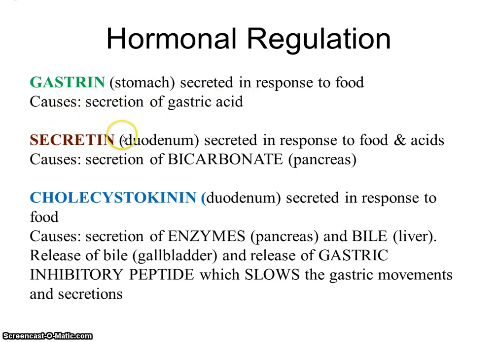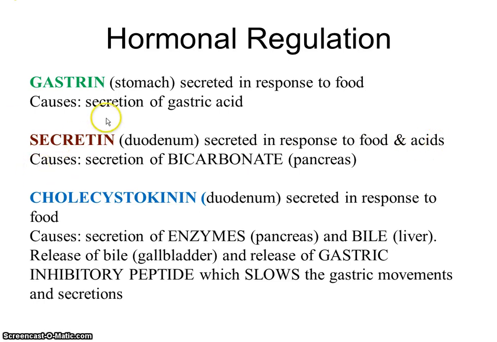Secretin is produced by the duodenum, and cholecystokinin is also produced by the duodenum. These are part of the small intestine, and they will be released when food reaches the small intestine. They're going to help direct and modify many of the processes. Secretin is secreted in response to food and acid, so this is a big deal.